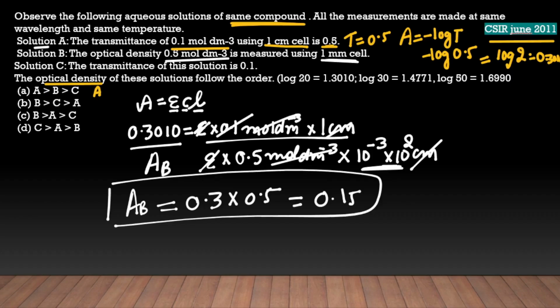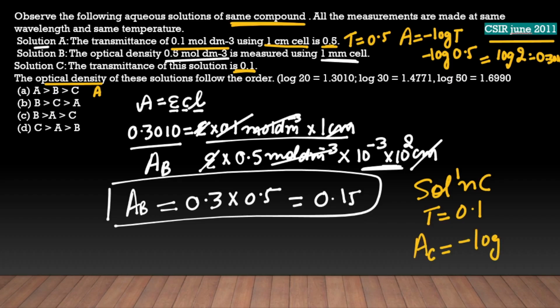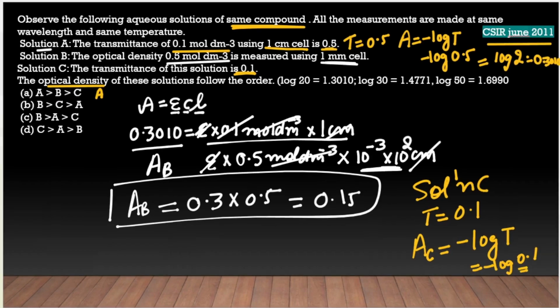Now for solution C, the transmittance of this solution is 0.1. Here I am writing it: transmittance is given to us as 0.1. Absorbance for this solution will be negative log of this transmittance, which will be negative log of 0.1. That will be equal to unity, that will be equal to 1.